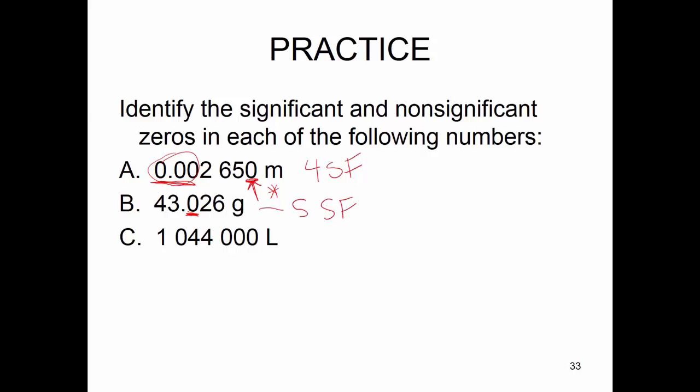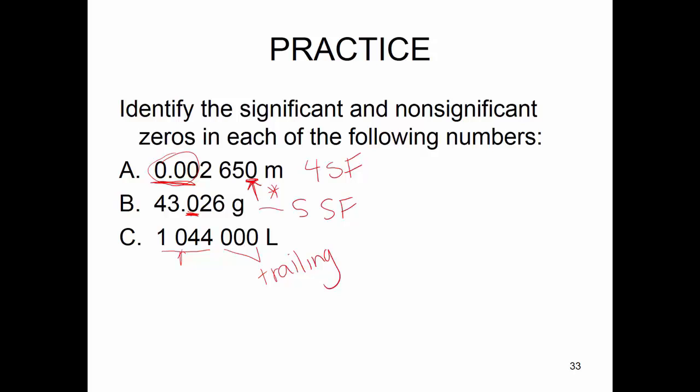And the last one there, we have a 1, 0, 4, 4. All of these are significant because this one is sandwiched, and the one in the middle is significant. And then we have 3 that are trailing.